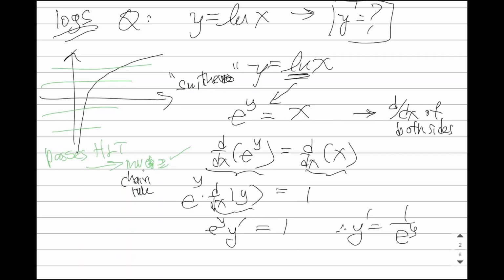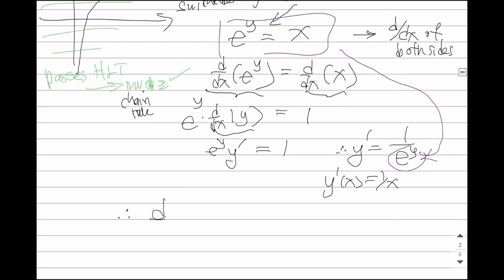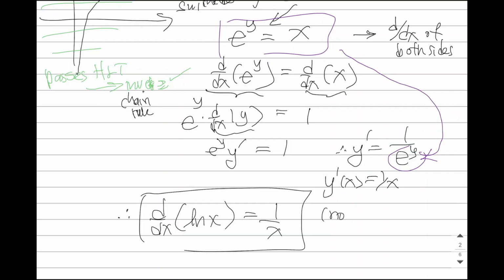Now, unlike what we were doing yesterday, it's actually possible to put things back in terms of the original letter x. e to the y is x. So we'll get that y prime is 1 over x. So the derivative of natural log of x is 1 over x. And note that the domain here is that x has to be a positive number.